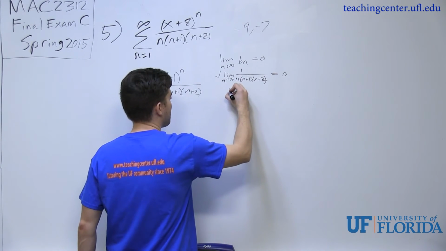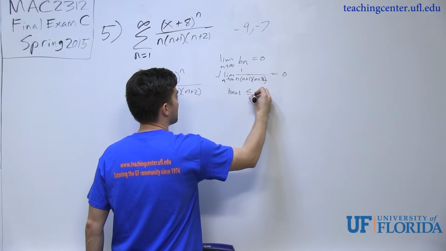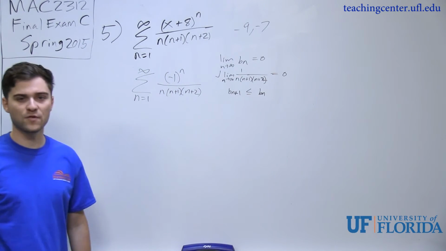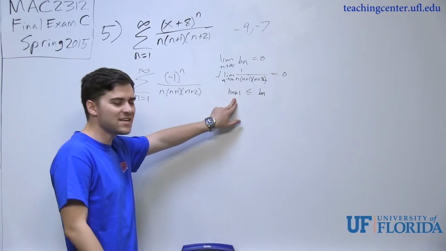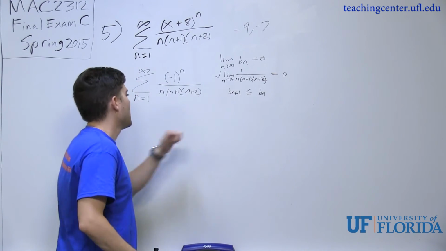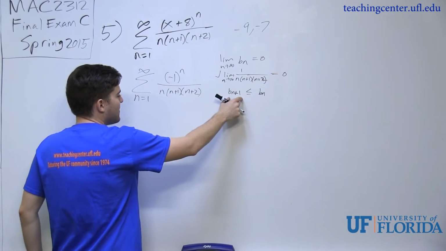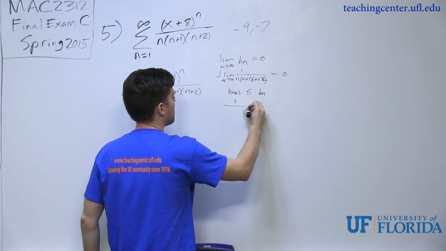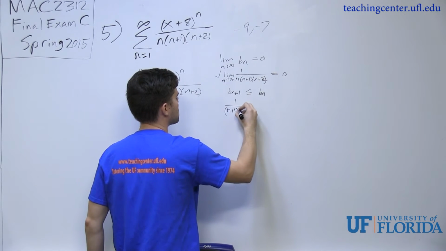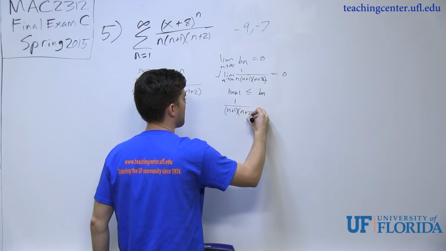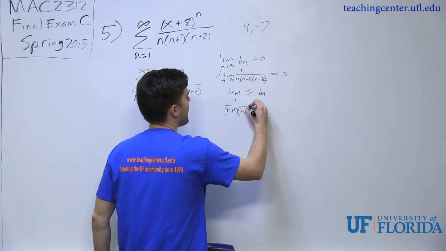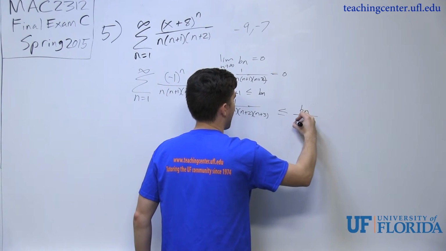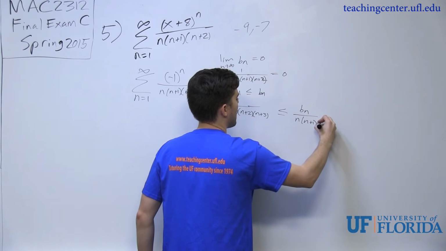The second criteria says that b sub n plus 1 has to be less than or equal to b sub n, which just means that overall it has to be decreasing over time. To find b sub n plus 1, I'm going to take my b sub n and just plug in an n plus 1 for every n term that I have. Now I'm going to compare it to b sub n, n plus 1, n plus 2.